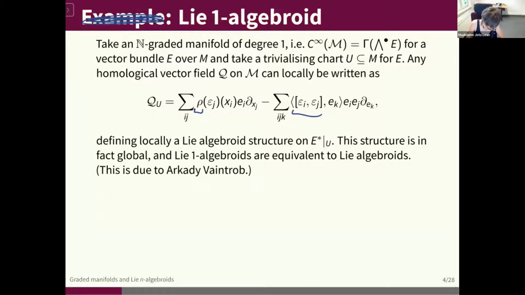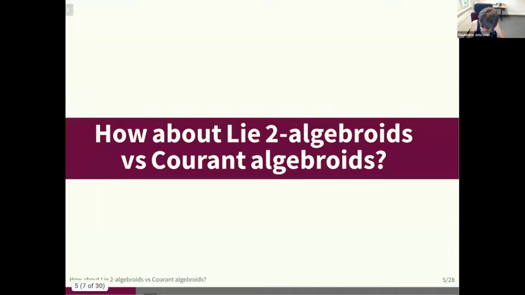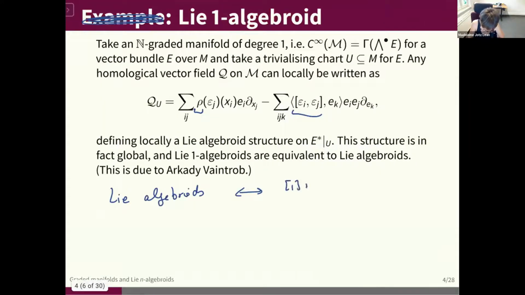So we find that Lie algebroids are equivalent to this pair, a 1-manifold plus a homological vector field, which are then called Lie-1 algebroids. That equivalence is due to Vaintrob, and it's now really standard.